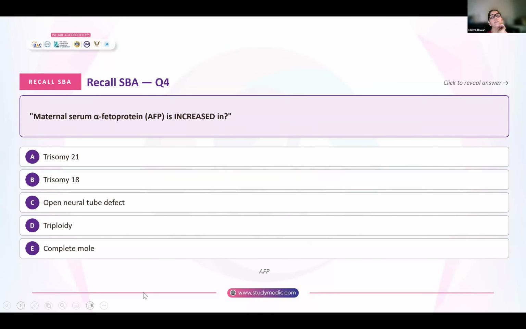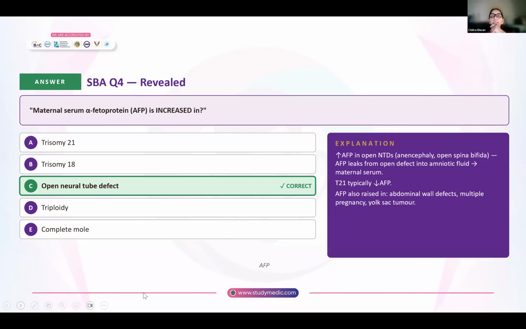Maternal alpha-fetoprotein is increased in which conditions? We saw whenever there is an open neural tube defect. In Down syndrome, in fact, it is decreased. Also in abdominal wall defects, multiple pregnancy, and yolk sac tumors, in all these alpha-fetoprotein is going to be raised.